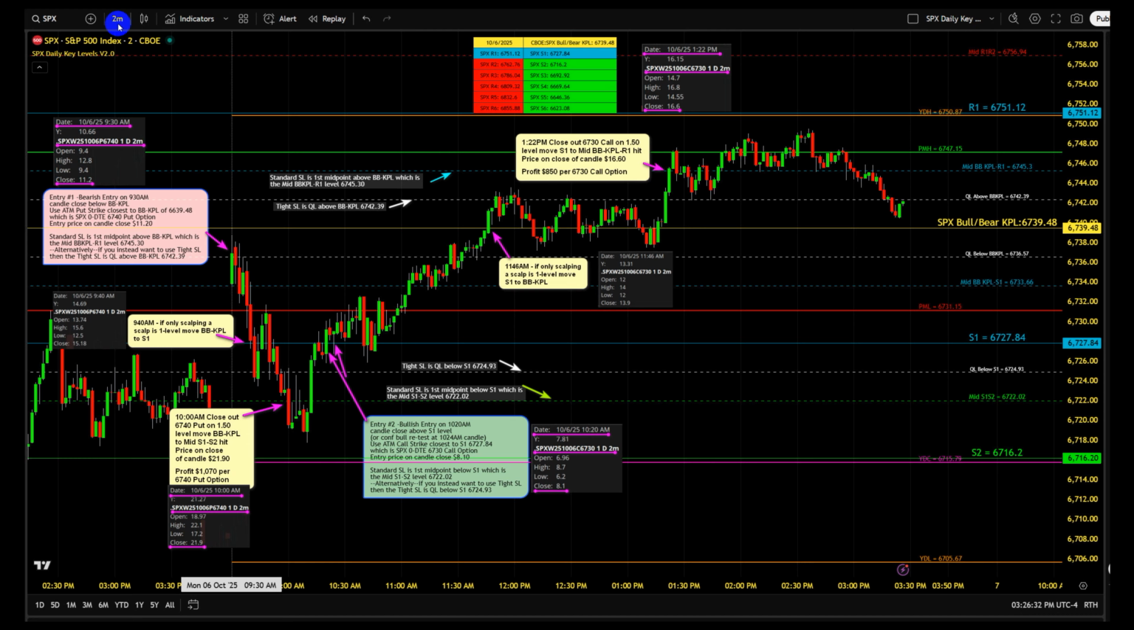Okay, so you'll see that we're on a 2-minute chart here. This indicator works on chart time frames of 1 minute up to 30 minutes. So the maximum time frame you can use with this indicator is 30 minutes, and the minimum time frame is 1 minute. The recommended time frame for trading with this indicator is primarily the 2-minute chart.